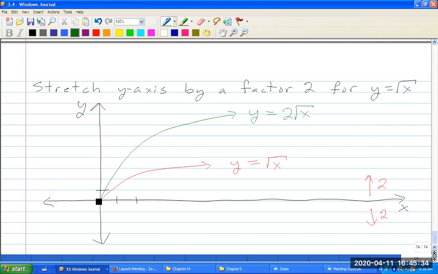Next, what we're going to be doing here, well, it's green, good, is we're going to do a translation. I'm going to go 2 to the right and 1 up. So I'm going to take this graph here, and I'm going to move it 2 units this way and 1 unit up. Okay, so let's see if I can do this.